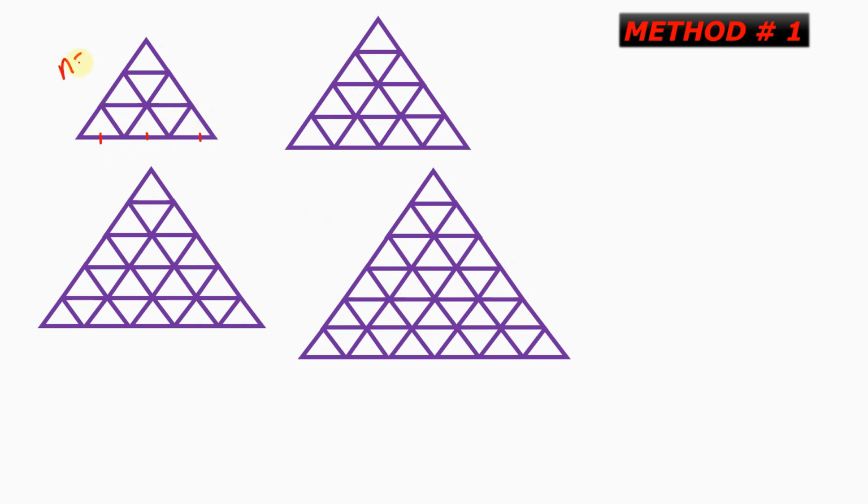So for this we will allocate n equals 3. Here the number of triangles in the base is equal to 4, so we will say that n equals 4. Similarly, over here n equals 5, and hence we write n equals 5, and here we have n equals 6, so we write n equals 6.